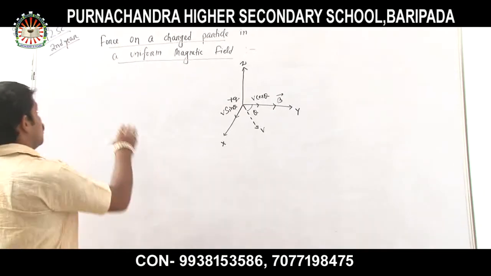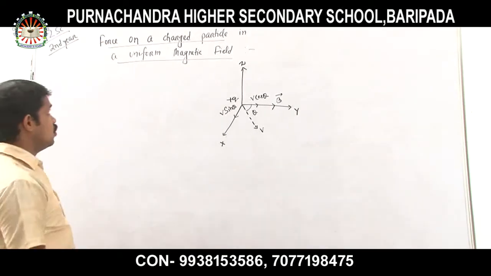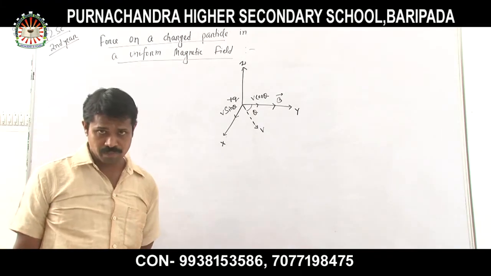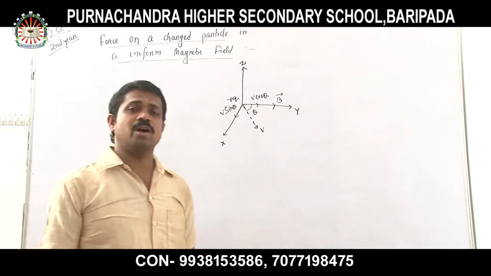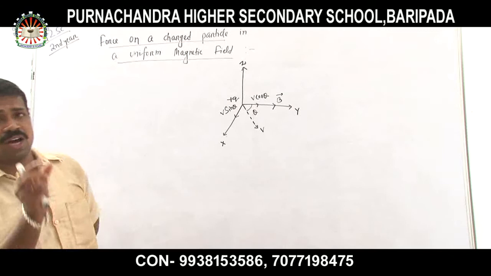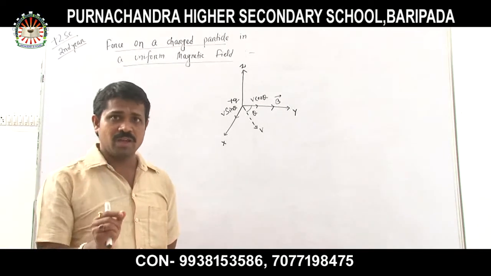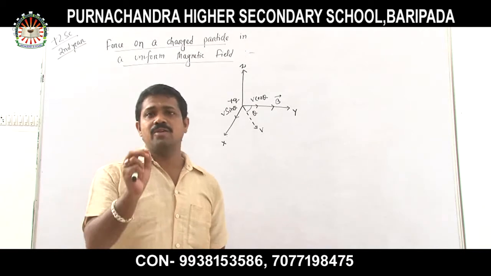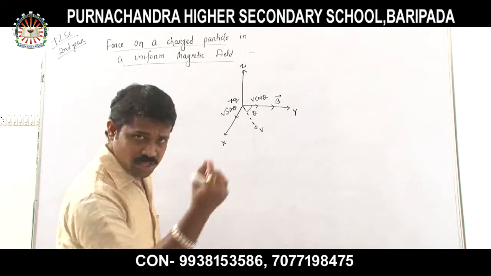That is, we have to find out the force on a charged particle in a uniform magnetic field. So what do we have to find out? We have to find out the expression of force when a charged particle is moving with some velocity in a uniform magnetic field. Clear? So we are discussing that.